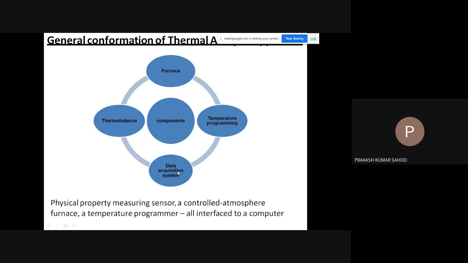Then at the end we have the data. The physical property, this is the physical property measurement. This is measurement by mass. A sensor is there. A controlled atmosphere is maintained here by a noble argon gas or nitrogen gas environment. Then a temperature programmer will be there. The temperature programmer means which can control the temperature for a particular compound, and all interfaced to a computer. That is at the end, all will be connected to a computer.